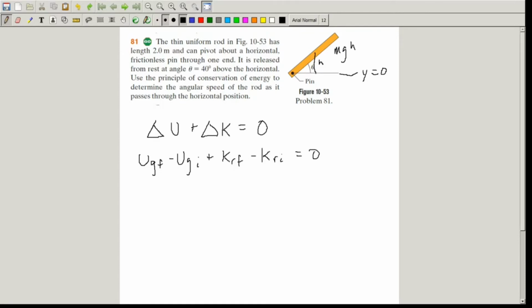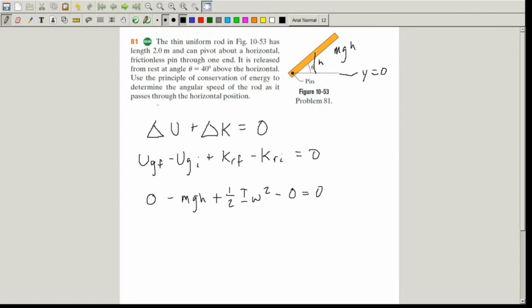The potential energy at the end is going to be 0. The potential energy initially is going to be mgh. The rotational kinetic energy at the end is going to be 1/2 I omega squared. And the kinetic energy initially, since we started at rest, is going to be 0.